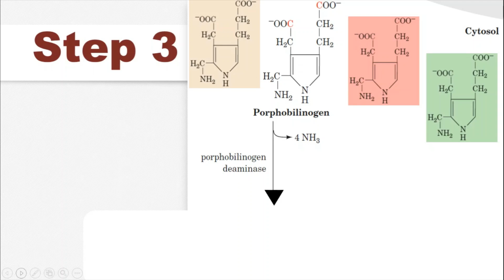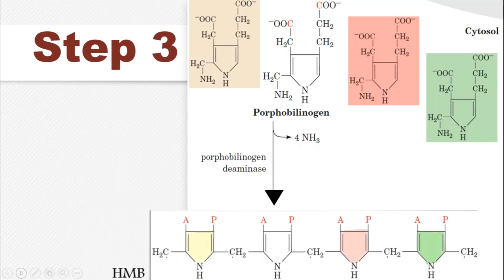So 4 porphobilinogen molecules in presence of porphobilinogen deaminase. Deaminase means it removes the amino group. So 4 amino groups are removed and they condense to form initially a compound called HMB. What is HMB? HMB full form is hydroxymethylbilane.